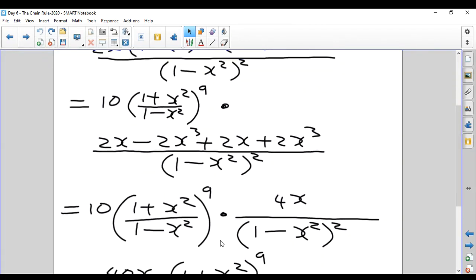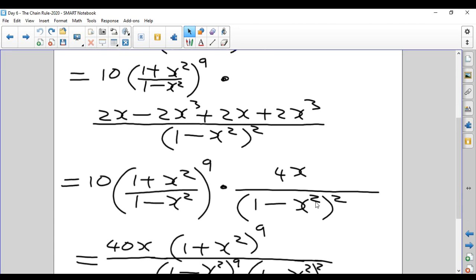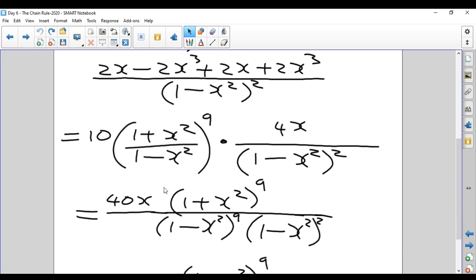So now we're going to try to combine these two together, right? This is on top. Think of the 10 as being 10 over 1. So 10 times 4x, of course, is 40x. I have the 1 plus x squared being raised to the power of 9. The bottom is also 1 minus x squared to the power of 9. If you have a quotient being raised to a power, then both the numerator and denominator get raised to that power. So 1 plus x squared is being raised to the 9, but 1 minus x squared is also being raised to the power of 9.